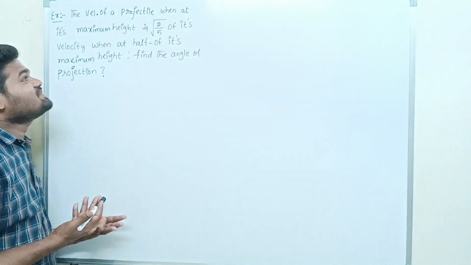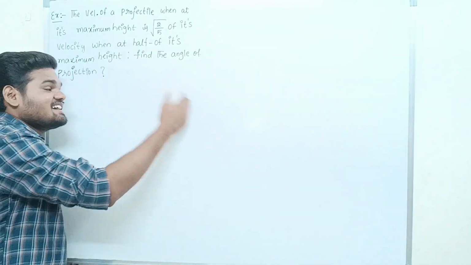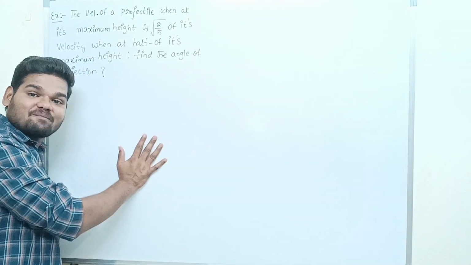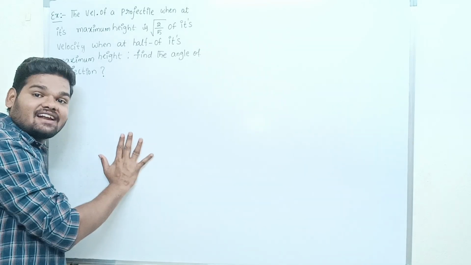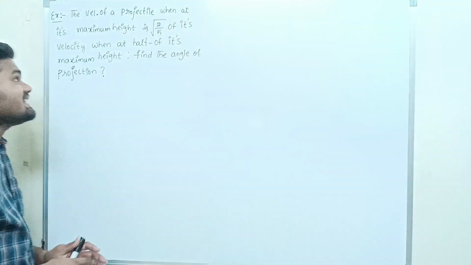So have a look. I'm just giving an example problem based on the concept we have just discussed. The velocity of the object at half of its maximum height is V equals the square root of u squared times (1 plus cos squared theta) divided by 2. So have a look at what is given.